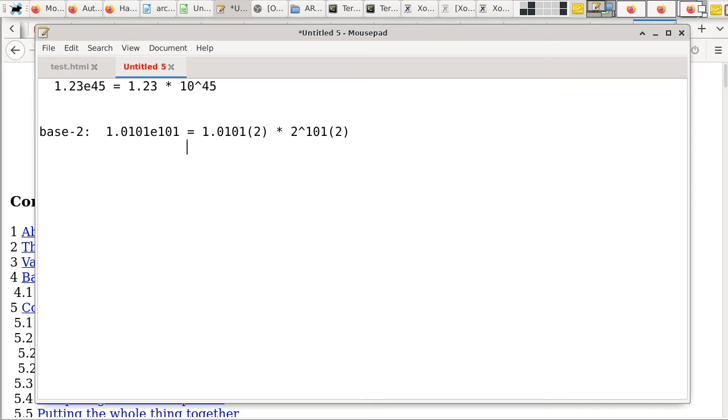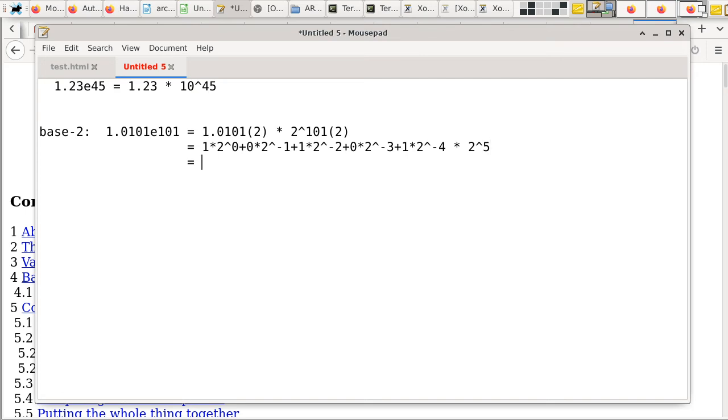Well, let's check it out. What is 1.0101 in base 2? It is 1 times 2 to the power of 0, plus 0 times 2 to the power of negative 1, plus 1 times 2 to the power of negative 2, plus 0 times 2 to the power of negative 3, plus 1 times 2 to the power of negative 4, and then times 2 to the power of, what is 101? It's 5. There we go.